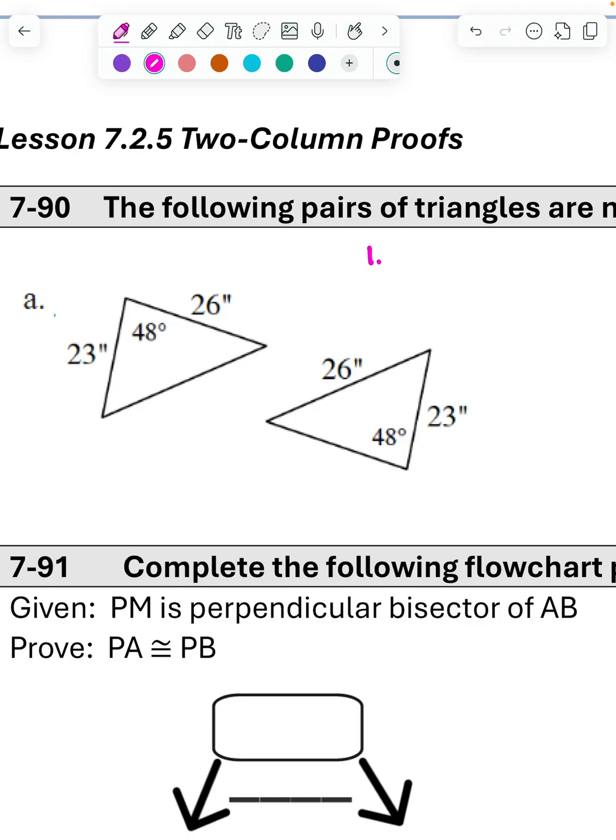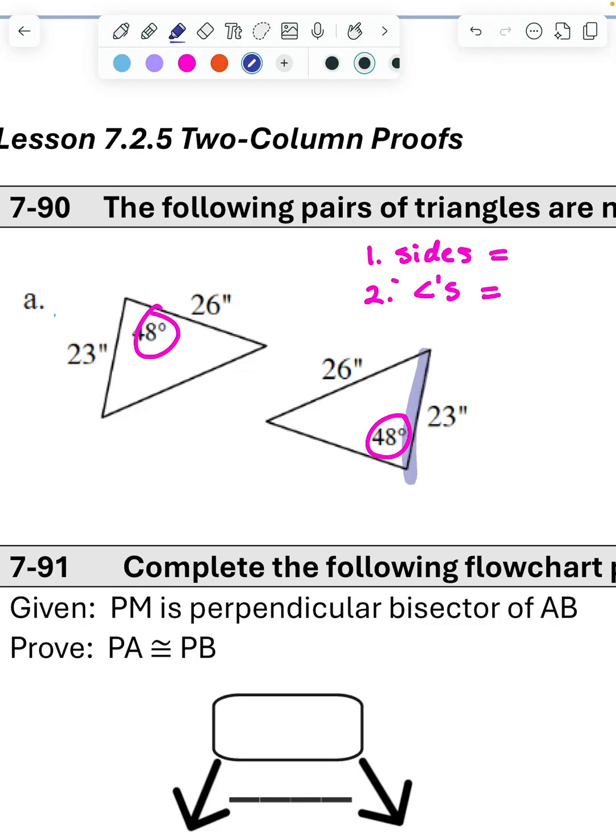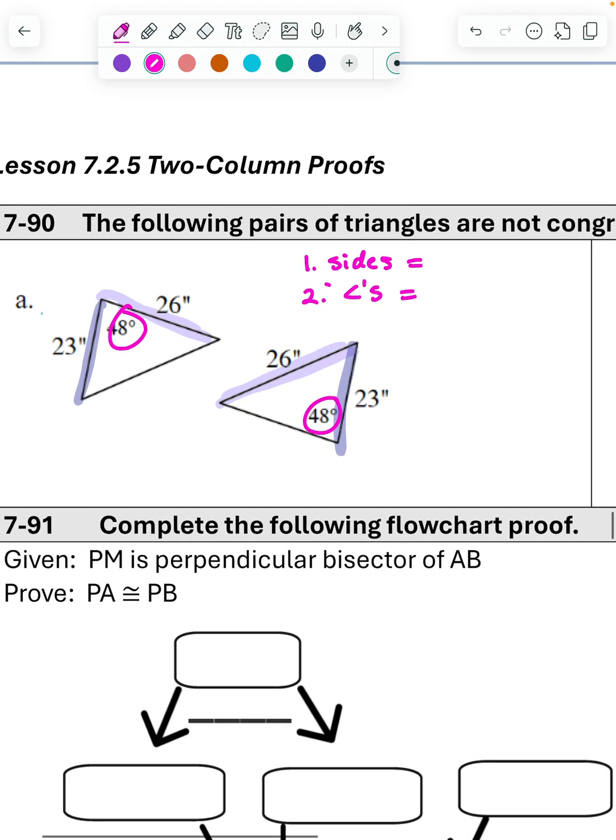Again, two requirements of congruency is that the corresponding sides are equal and the corresponding angles are equal. So it looks like these corresponding angles are equal, but when we look at the sides, 23s are corresponding, but the 26s are in different places. Those are not the same. So here, the corresponding sides are not equal.